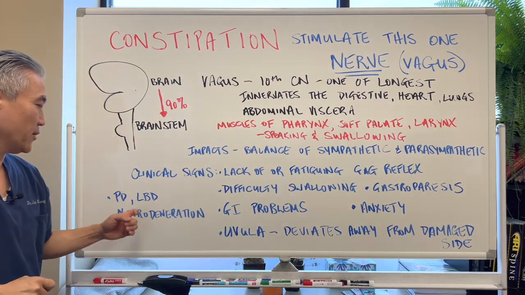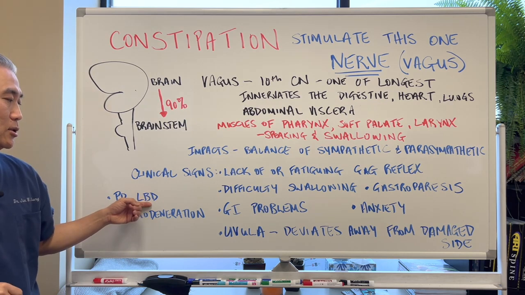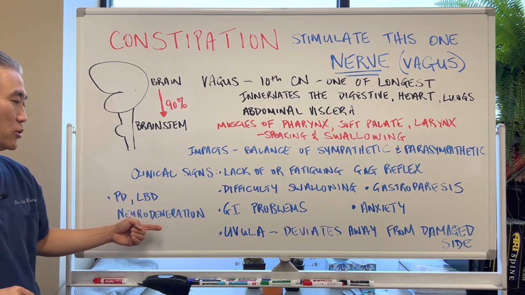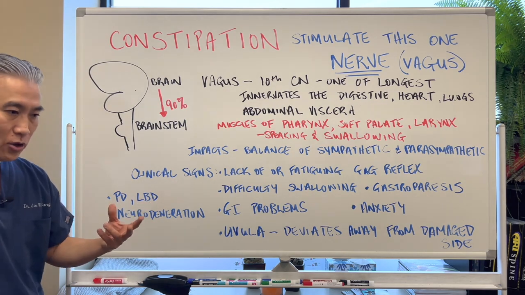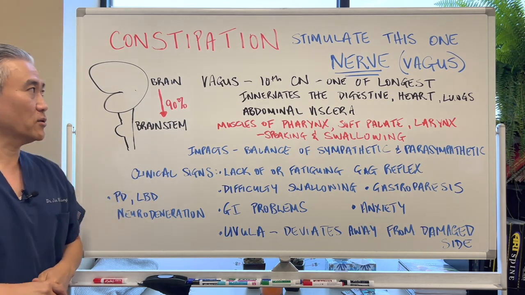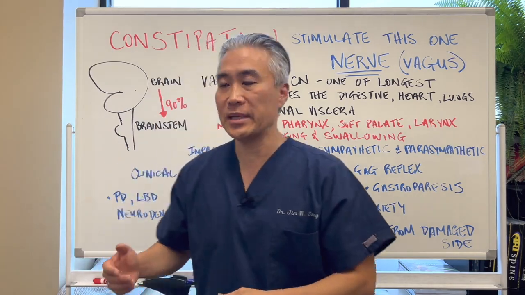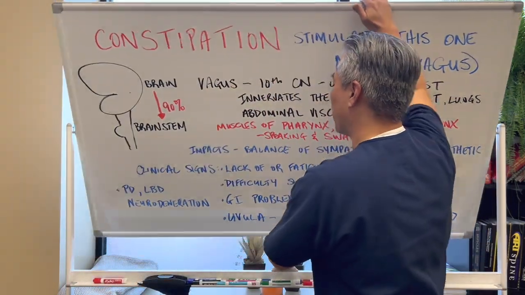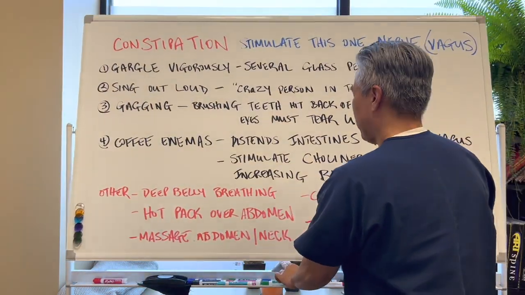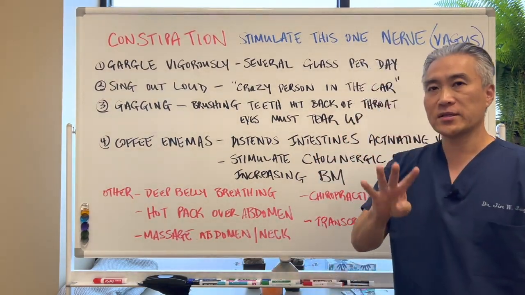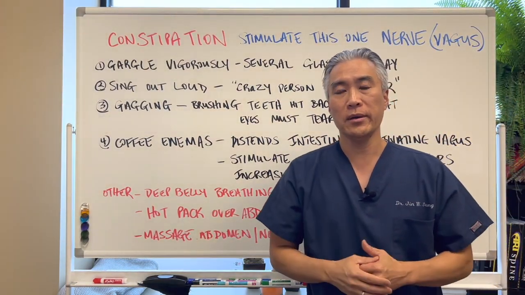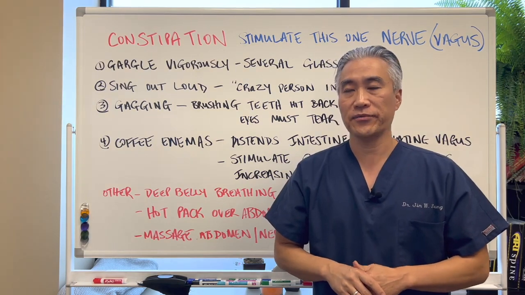Also, if you have Parkinson's disease, Lewy body dementia, or neurodegeneration, it can also impact the vagus nerve, like we said over here. Okay? Now, how do we stimulate it? How do we correct this problem? There are 4 methods that you can utilize at home in order to stimulate the vagus nerve.